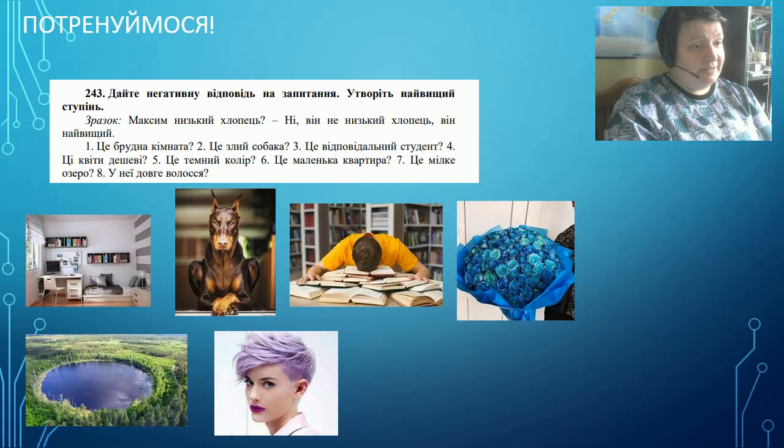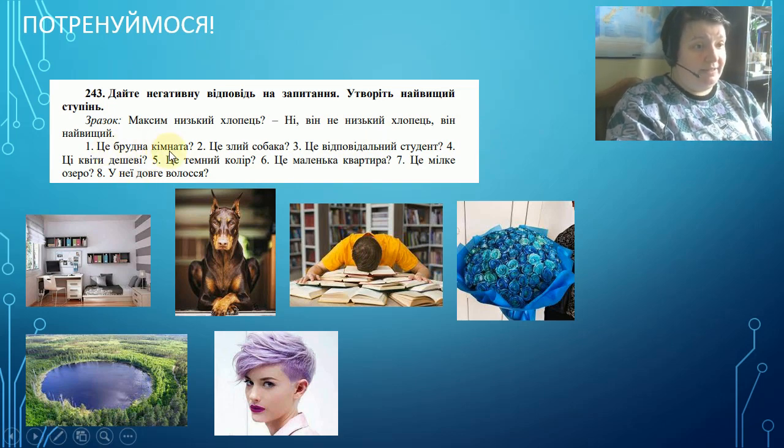Let's continue our practice. And in this exercise, we need to give negative answer to the questions and create the superlative degree. So, for example, Максим низький хлопець. Is Maxim a short boy? Ні, він не низький хлопець. No, he is not a short boy. Він не вищий. He is the tallest. And so on. Let's look through the questions.